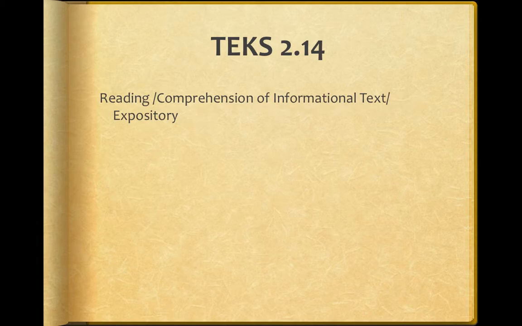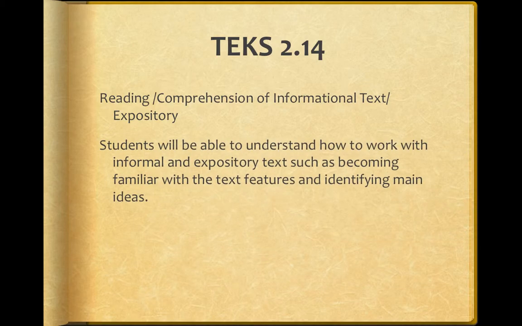TEKS 2.14. This is reading comprehension of informational text and expository. Students will be able to understand how to work with informational and expository text, such as becoming familiar with the text features and identifying main ideas. They will also determine a sequence of events and locate facts within the text.